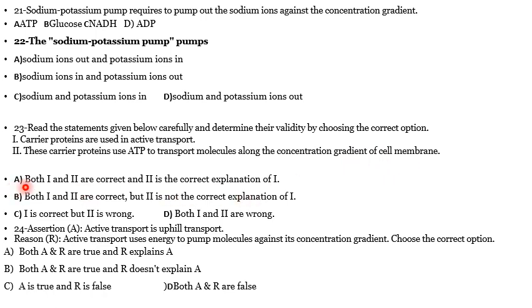هل الاختيار A both 1 and 2 are correct and 2 is the correct explanation of 1? Number B, both 1 and 2 are correct, but 2 is not the correct explanation of 1. Number C, 1 is correct, but 2 is wrong. Number D, both 1 and 2 are wrong.